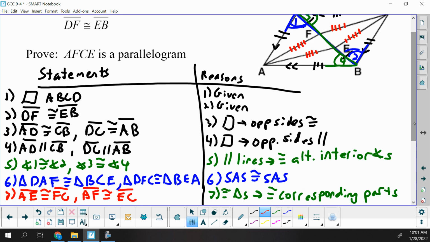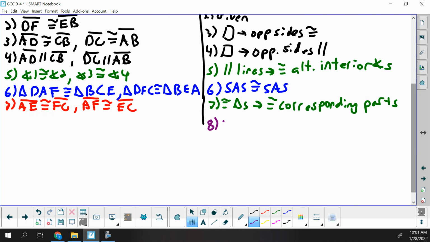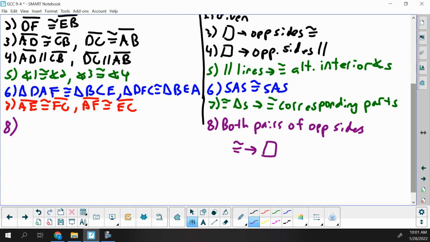Well, we are ready to finish this proof because in AFCE, notice we have 2 pairs of opposite sides marked congruent. So we can say both pairs of opposite sides congruent implies parallelogram. And our statement is just AFCE is a parallelogram.